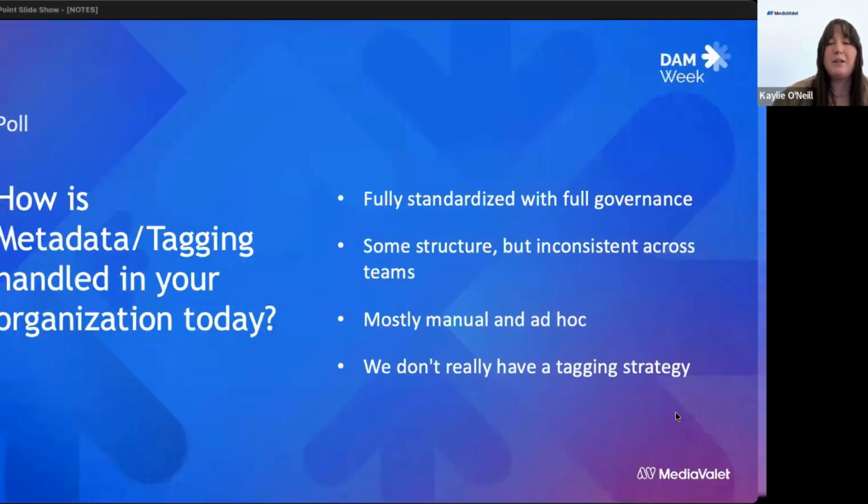To start things off, I think it'd be good to get a poll up and going. So we have: how is your metadata and tagging handled in your organization today? Is it fully standardized with full governance, some structure but inconsistent across teams, mostly manual and ad hoc, or maybe we don't really have a strategy? We'll give everyone a few seconds just to answer that one there.